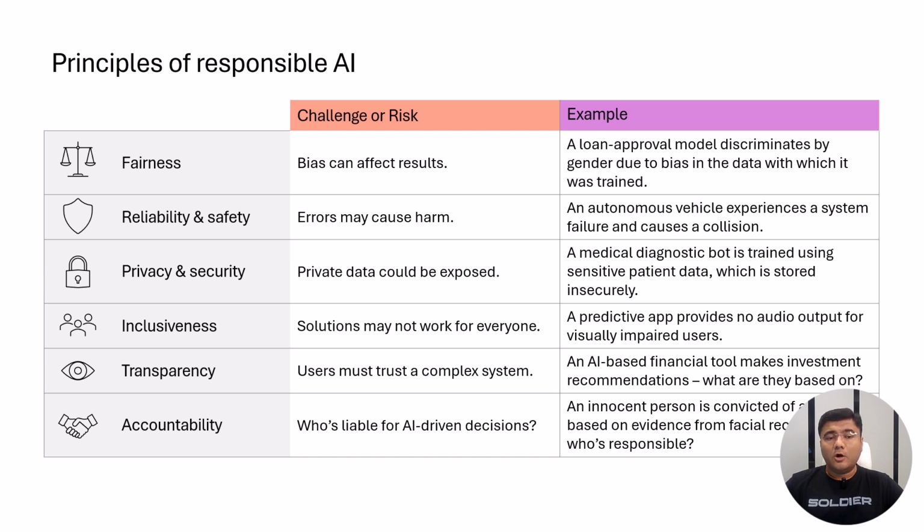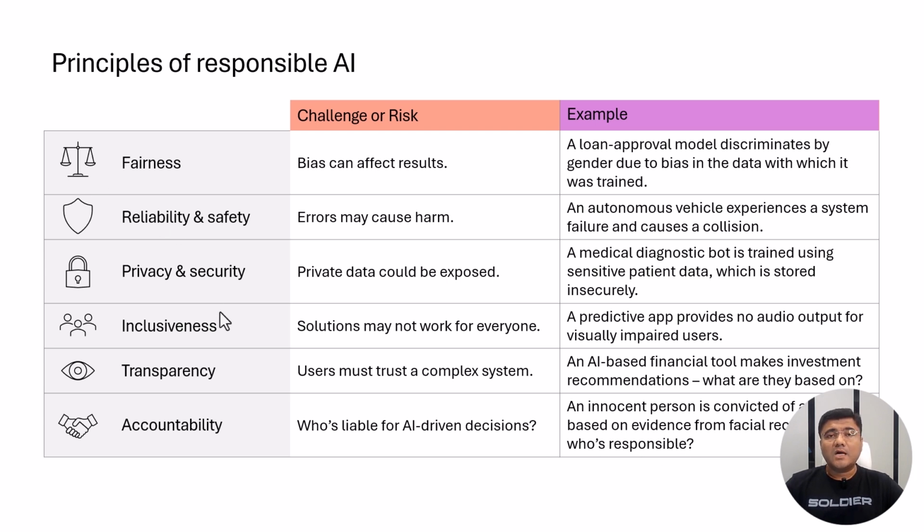If anything is going wrong with AI systems, who is accountable for that? A company who has developed that application? A government who has allowed that application? Who's responsible? For example, an innocent person is convicted of a crime based on evidence from facial recognition, which was maybe faulty. If that is there, who's responsible for that?